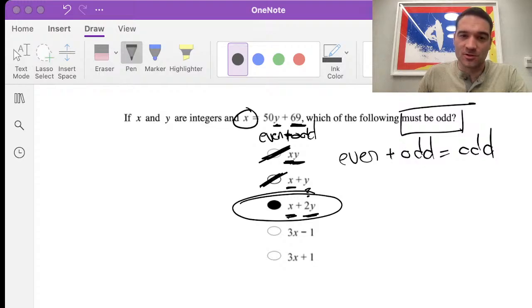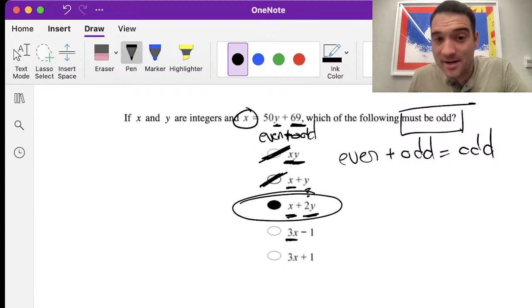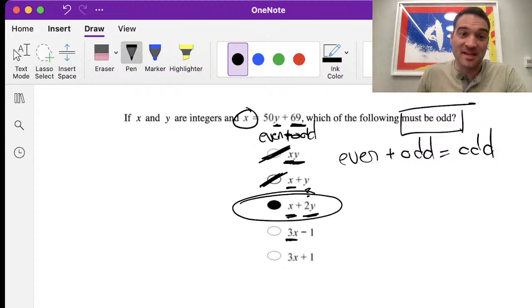And then just to finish this out, right? This is an odd times an odd. So an odd minus 1, well, that's even. So that must be even. And same deal here. An odd plus an odd is an even.